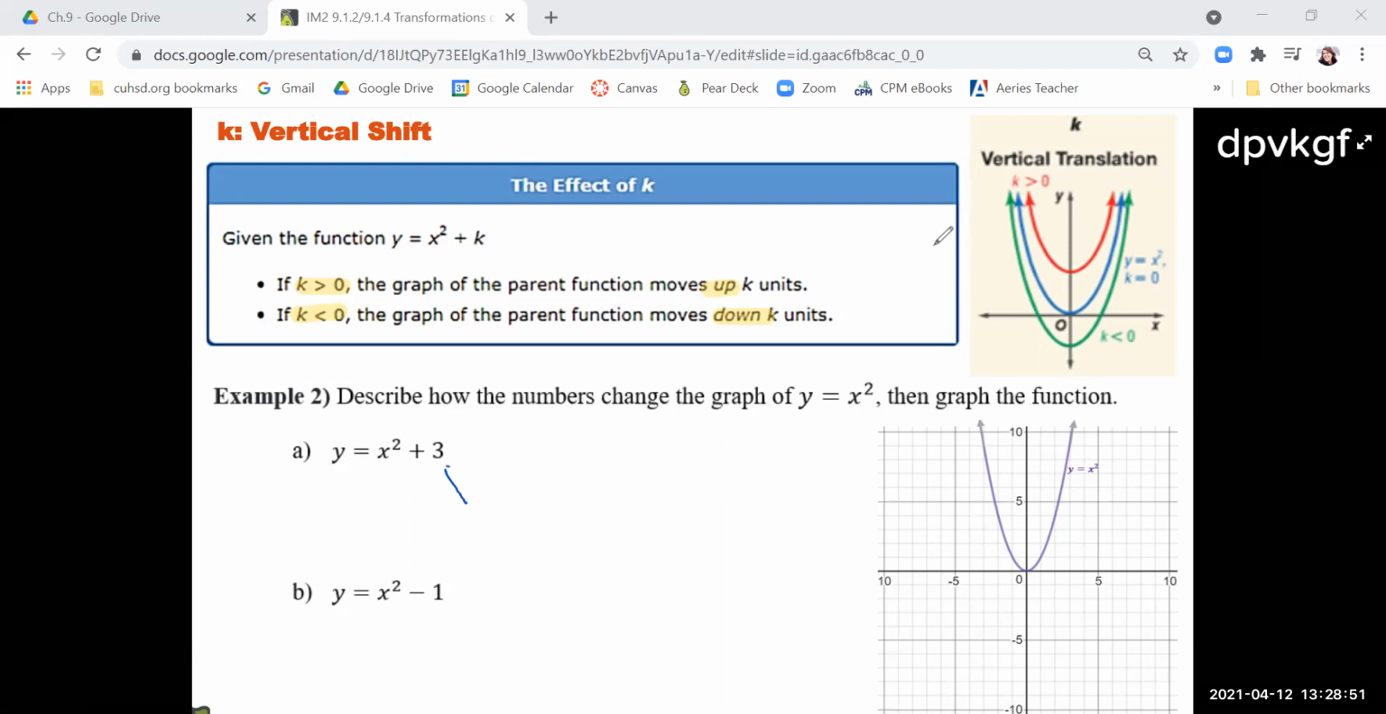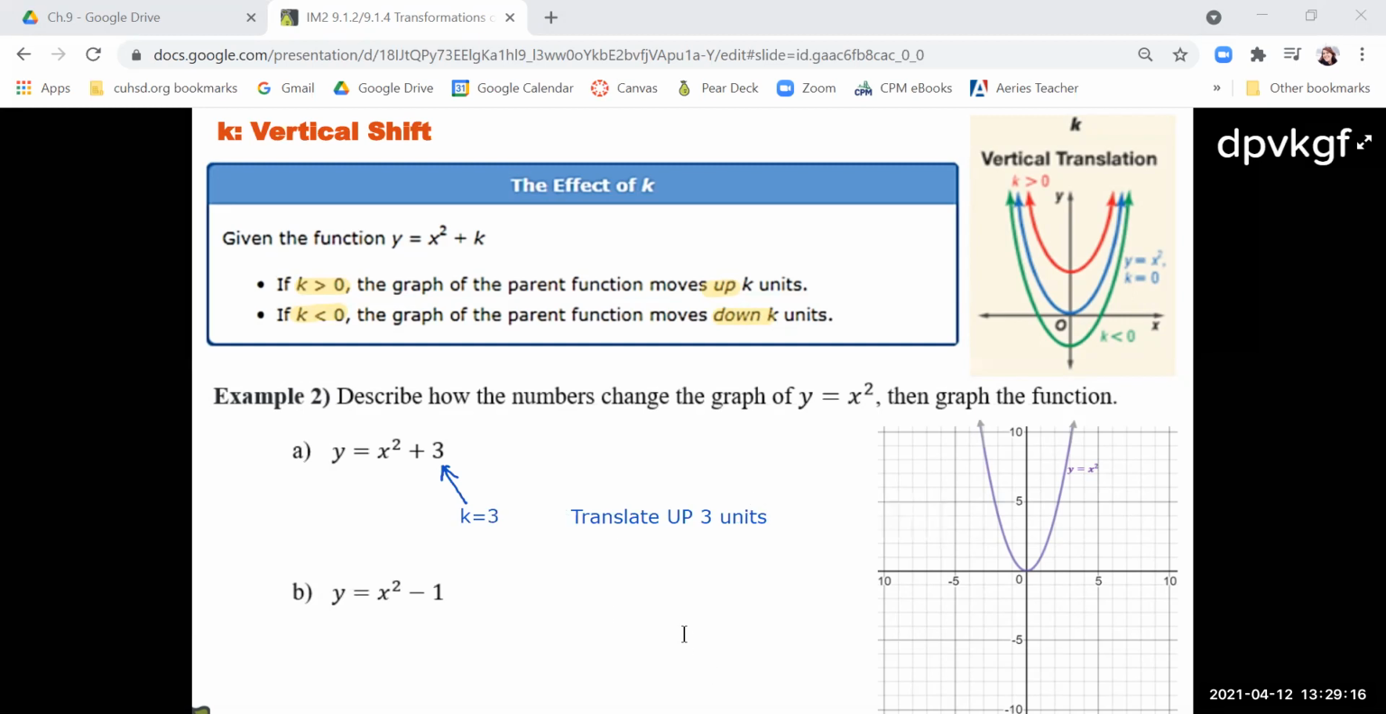So here, this 3 is telling us that we have a K value of 3. We don't change the sign for K, only H. The H is the weird one. And this K equal to 3 tells us to translate up 3 units. So, and then graphing is essentially the same.